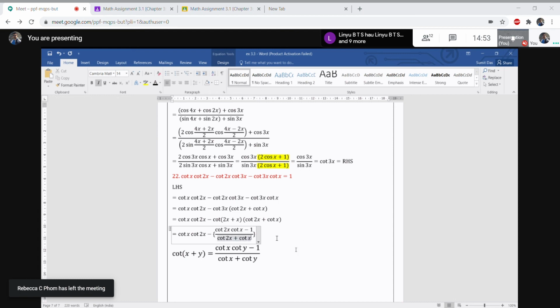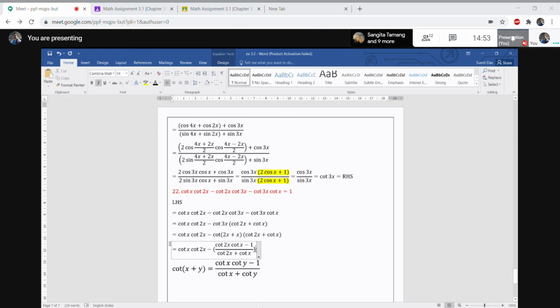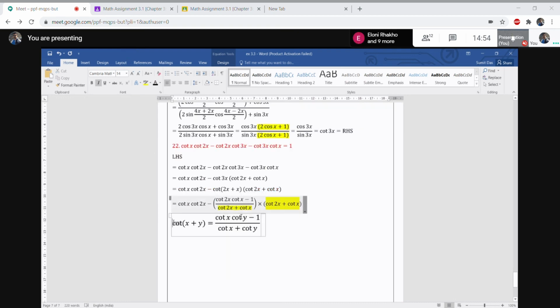Okay, so this is our formula. Now don't forget this part is also multiplied, this part is multiplied to this. Now the thing is that this part and this part easily cancel.